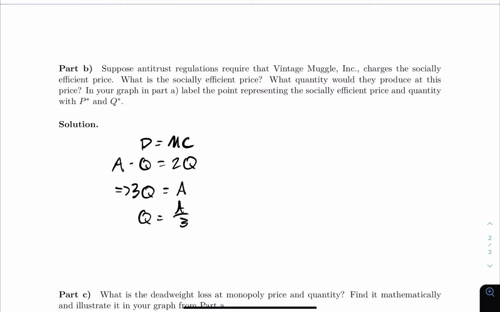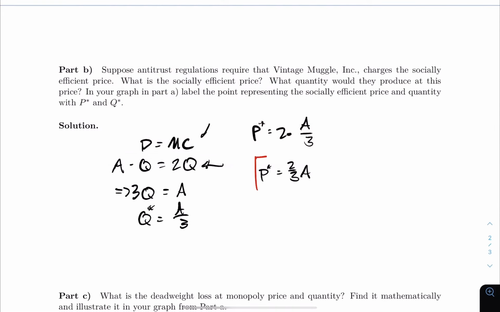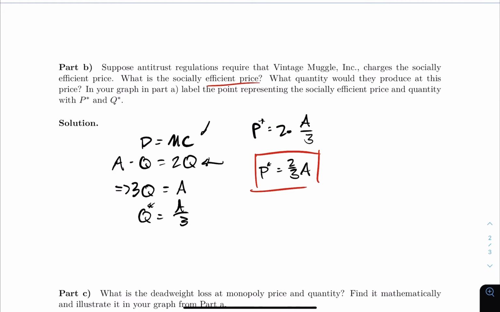And that's our quantity, but what we actually want is the price. So all we have to do is take this and plug it into either side. The easier one here is to plug it into the marginal cost curve. So the socially efficient price is 2 times Q star, which is A over 3. So P star is equal to 2/3 A. Okay, so we found the socially efficient price.